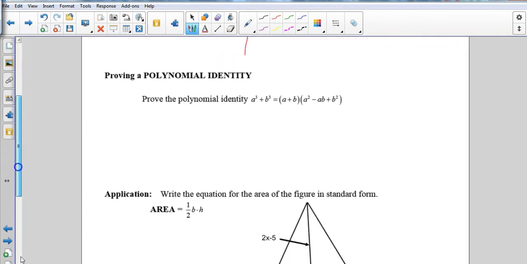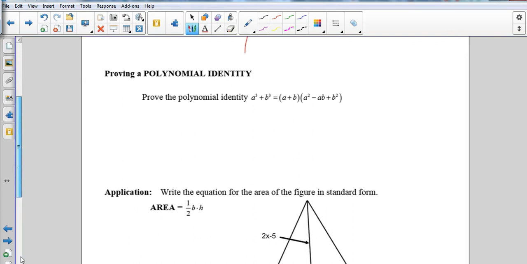Proving a polynomial identity. Prove that a cubed plus b cubed is a plus b times a squared minus ab plus b squared. So we're going to send the a in and then send the b in. Let's see what we get. So a times a squared is a cubed. A times negative ab is negative a squared b. A times b squared is ab squared.